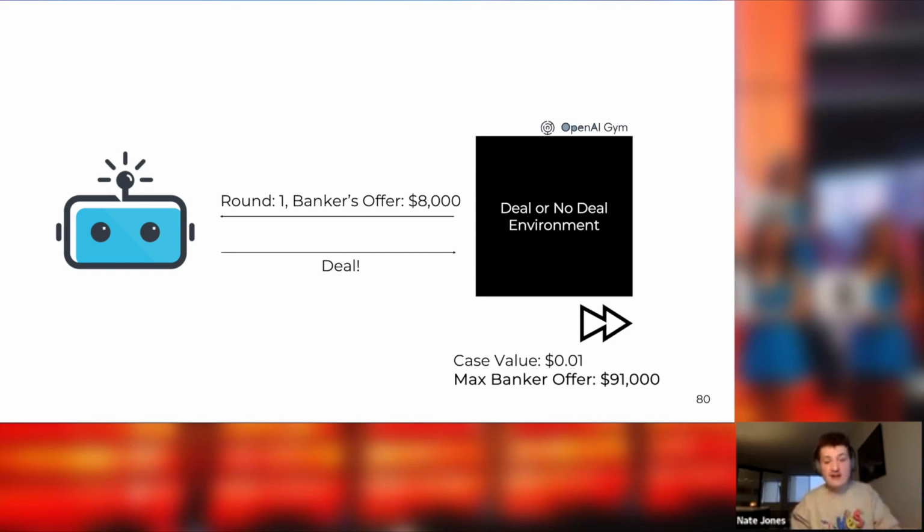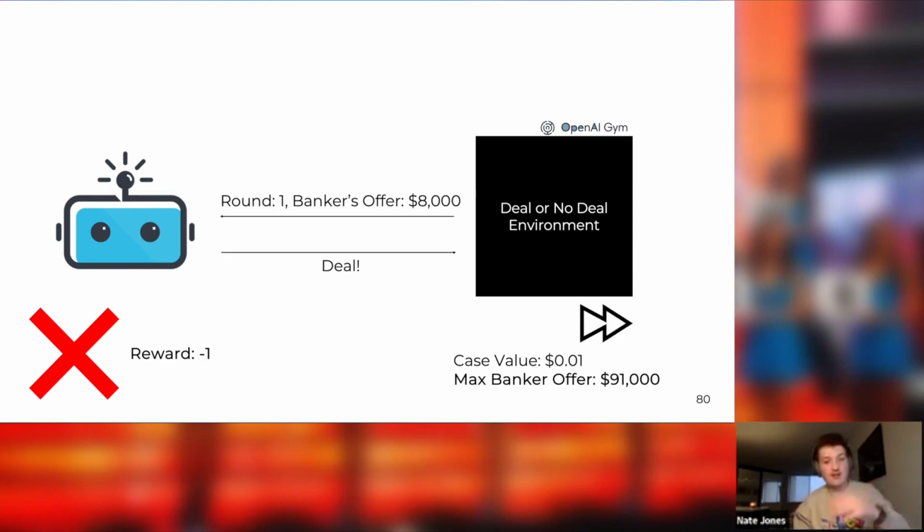And we can see that as we fast forward, if the model kept playing, it would have made a maximum banker's offer of $91,000. And so it didn't bring on the good case. It didn't beat the banker. And so, like any good parent would to a child, we need to strictly punish it for performing poorly.